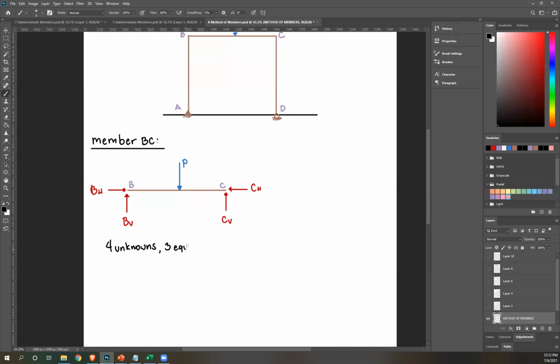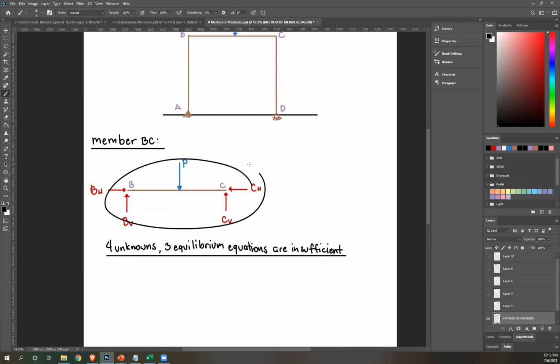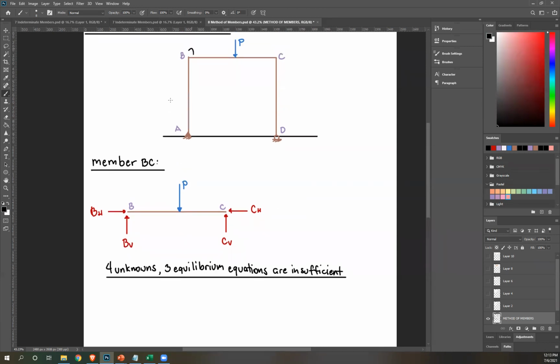3 equilibrium equations are not sufficient, or are insufficient, right? So meaning we cannot solve this member alone, okay? We need to use the other members, either BA or CD, to solve for the unknown. So that's usually the process for method of members. You're gonna isolate one, you're gonna see that you don't have enough equations to solve for it, then you're gonna move on to a connecting member.